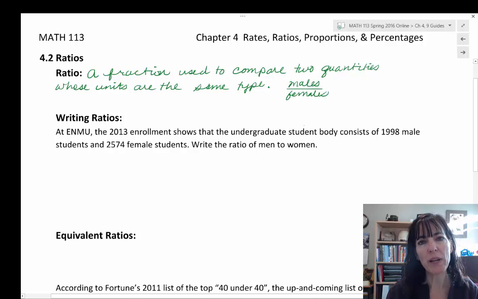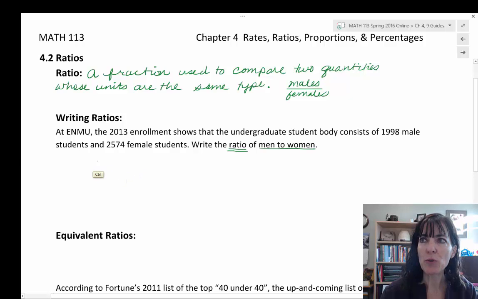And we'll see that we have a few ways to write these ratios, but let's start off looking at an example. At ENMU, the 2013 enrollment shows that the undergraduate student body consists of 1,998 male students and 2,574 female students. Write the ratio of men to women. So we're asking here the ratio, and it's men to women. So in our problem, we're being told what order to give those two figures.